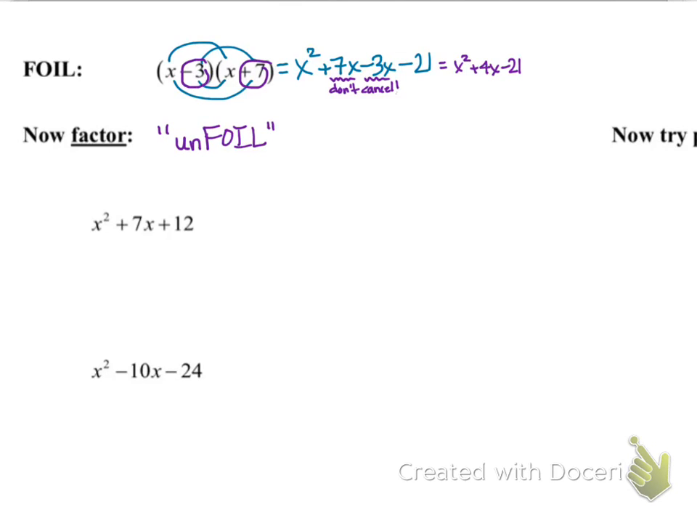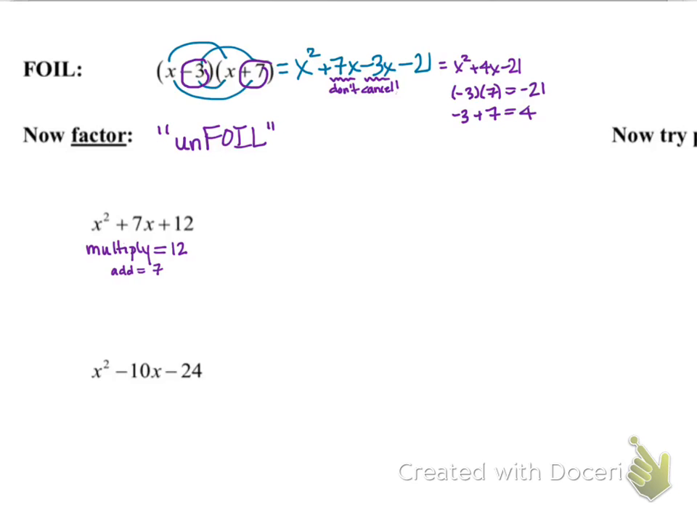Notice that those two numbers that we started with when we go to unfoil that, negative 3 and positive 7, if we multiply those two numbers together, we get negative 21, which is the L of FOIL. And if we add them together, we get positive 4, which is basically the combination of the O and the I of FOIL. So we're going to use that pattern of numbers to unfoil the next two expressions by noticing that with this first one, we're trying to find two numbers that when I multiply them together, I get 12, the L of FOIL. And when I add them together, I get 7, the combined O and I of FOIL.